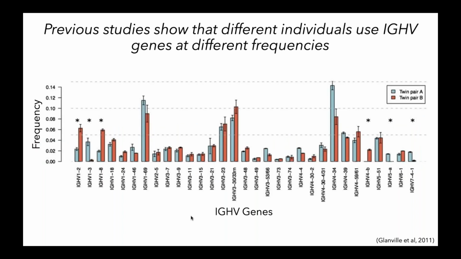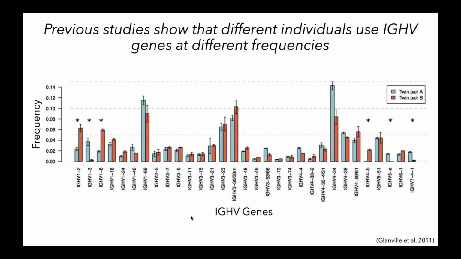And so there is good reason to suspect that genetics does have a role. I could go through a lot of them. I'll give you what I think is a very convincing one now, and we can talk about others as we go on. But this is a study that came out by Jake Glanville and colleagues in 2011, in which they looked at antibody repertoires in monozygotic twin pairs.